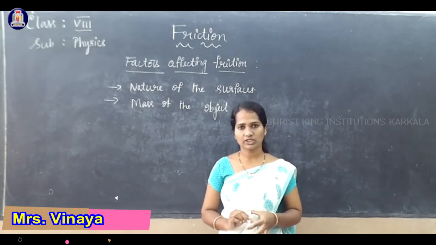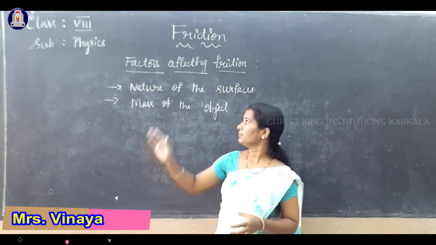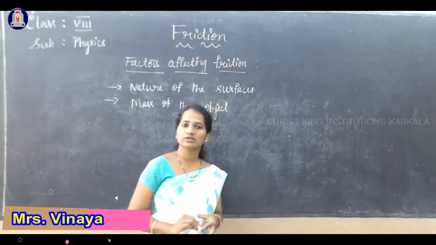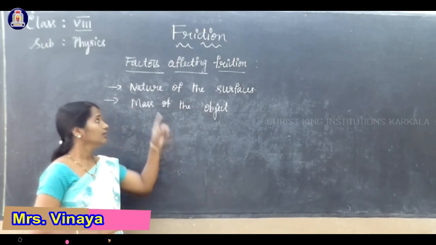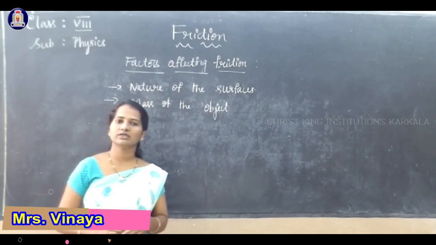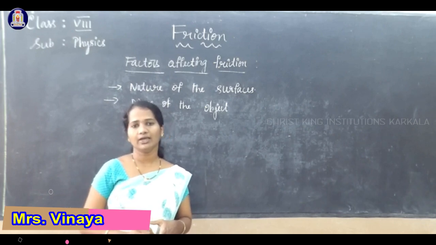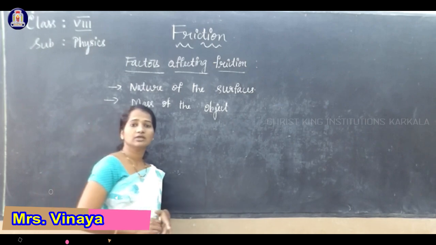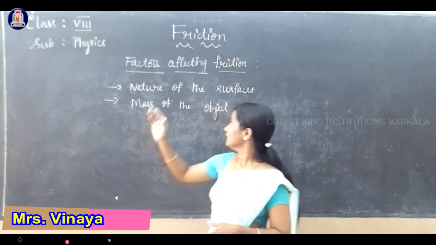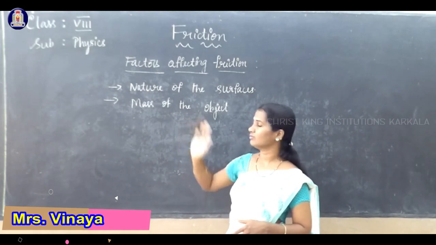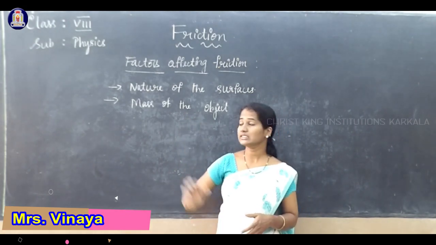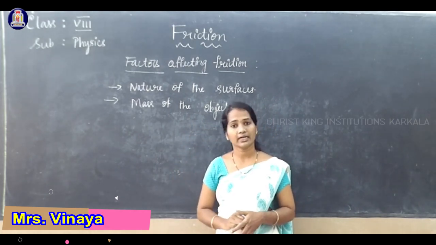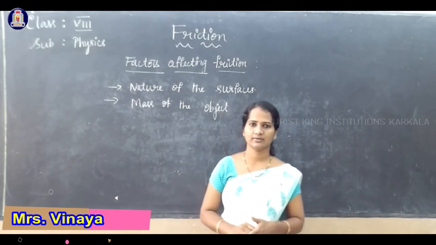This frictional force, or the friction, mainly depends on two factors. There are two factors on which the force of friction depends. The first one is the nature of the surfaces of the body and the second one is the mass of the object. So the factors which affect friction are the nature of the surface and the mass of the object. We will discuss how the nature of the surface affects the friction by conducting some activities.